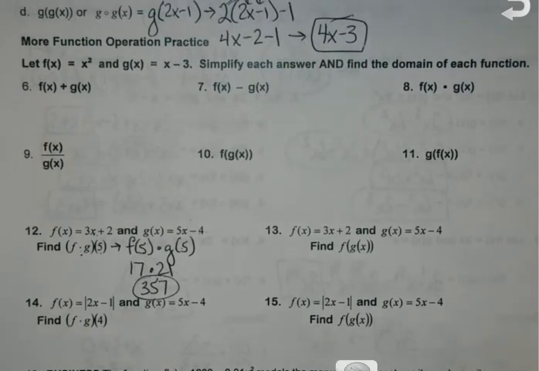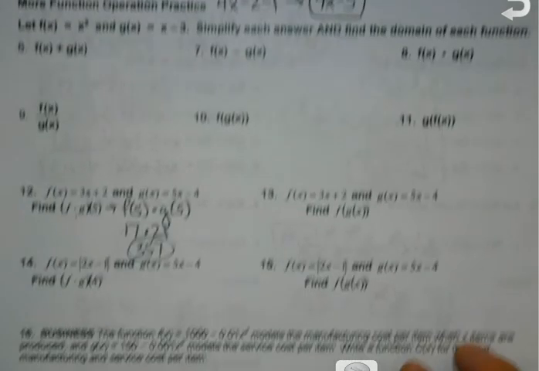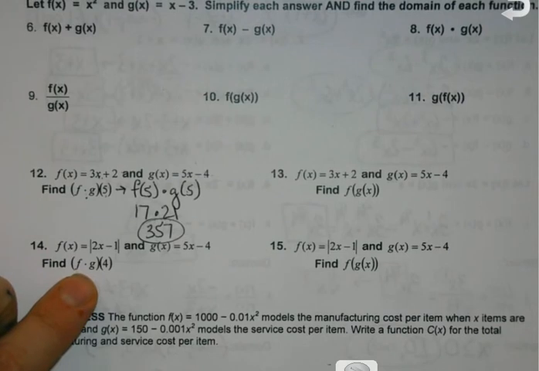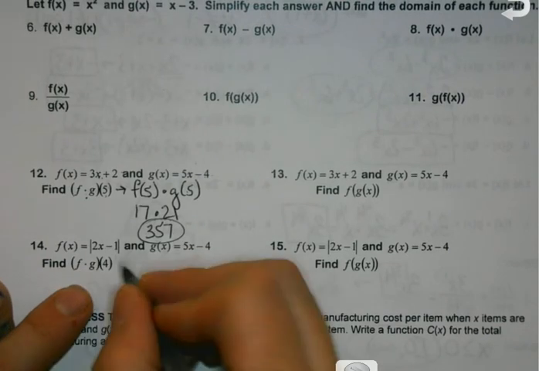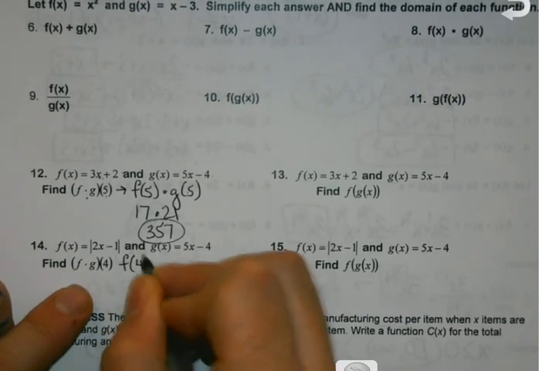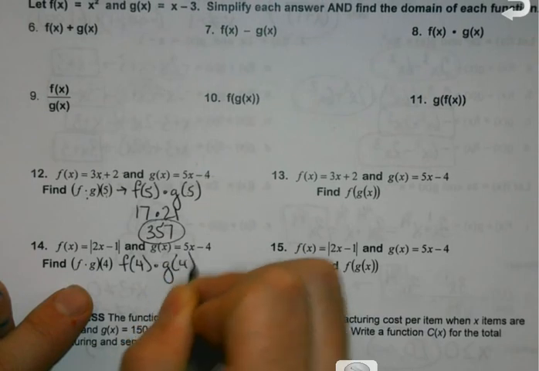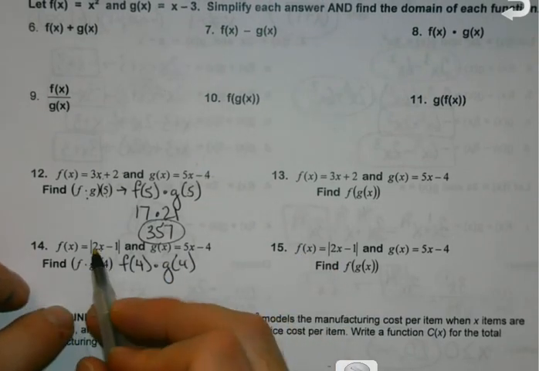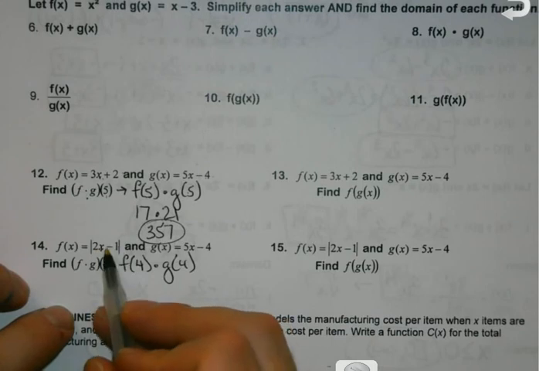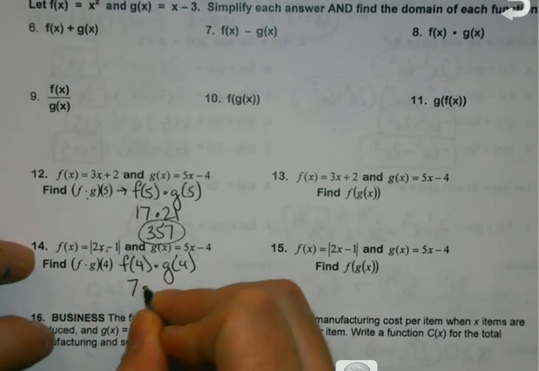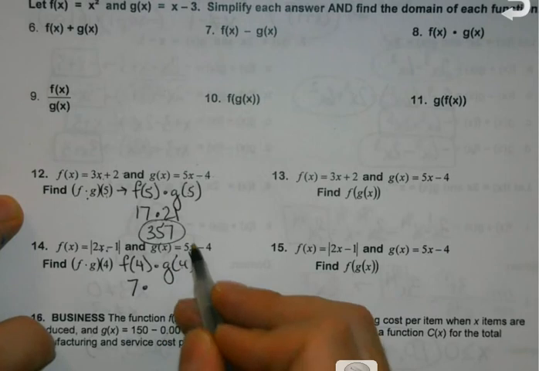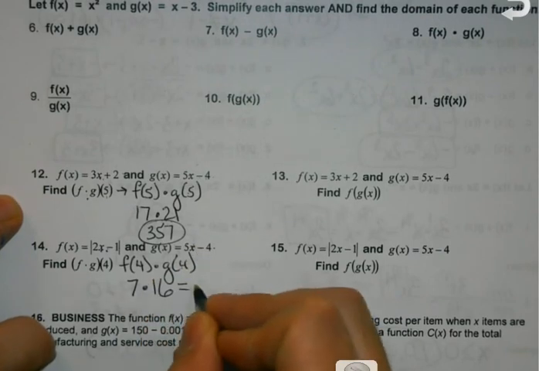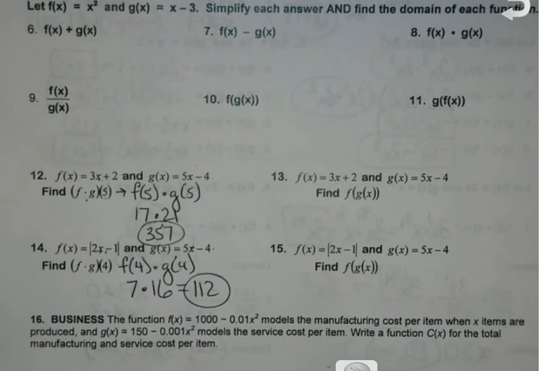So like, let's say, for instance, we go past 13 for just a second here, come down to 14. Ooh, absolute value? Sure. F of 4 times g of 4. So here, let's see. If I plug in 4, 2 times 4 is 8, minus 1 is 7, and it's absolute value, so that's not going to change anything. 5 times 4 is 20, minus 14 is 16, and multiply them together.